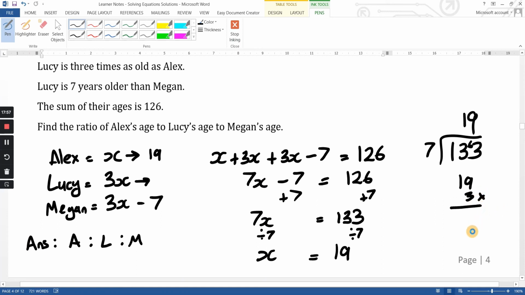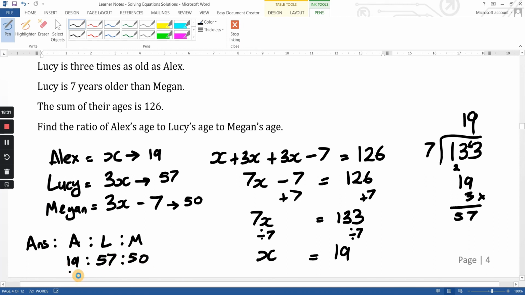Assuming this is on the non-calculator paper, obviously you're going to have to do it like this. 1 times 3 is 3, plus 2 is 5, 57. And that is 3 times 19 again. 3 times 19, well, we just worked that out. That was 57. Take away 7, that gives me 50. So it's going to be 19 to 57 to 50.